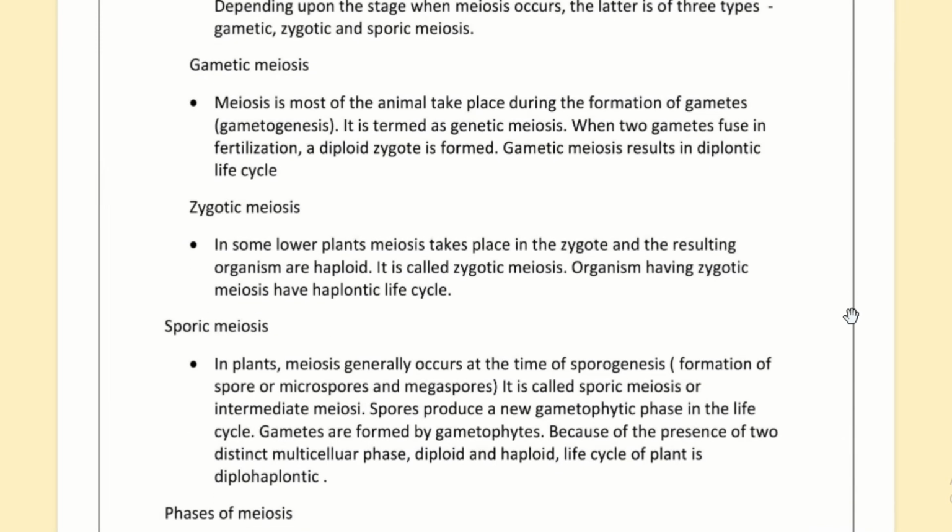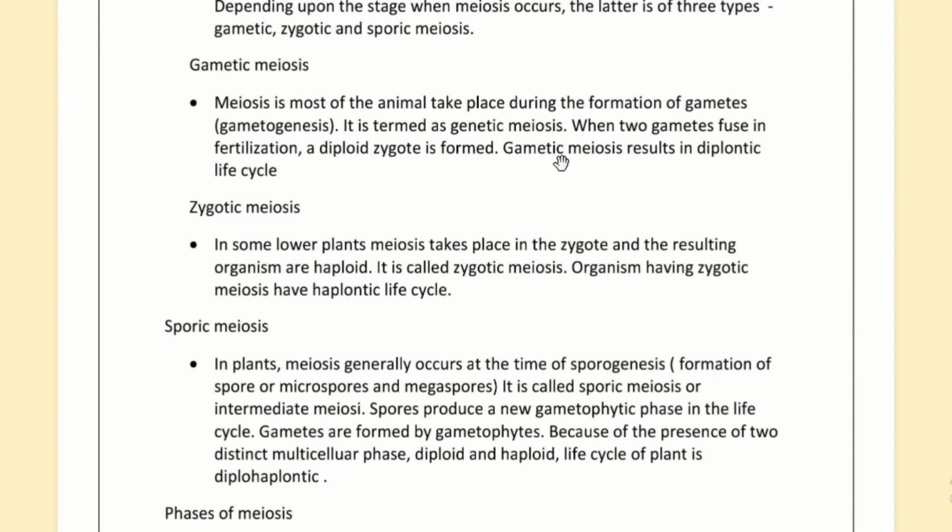Gametic meiosis. Meiosis in most animals takes place during the formation of gametes. It is termed gametic meiosis. When two gametes fuse in fertilization, a diploid zygote is formed. Gametic meiosis results in a diplontic life cycle. Zygotic meiosis. In some lower plants, meiosis takes place in zygotes and the resulting organisms are haploid. It is called zygotic meiosis. Organisms having zygotic meiosis have haplontic life cycles.